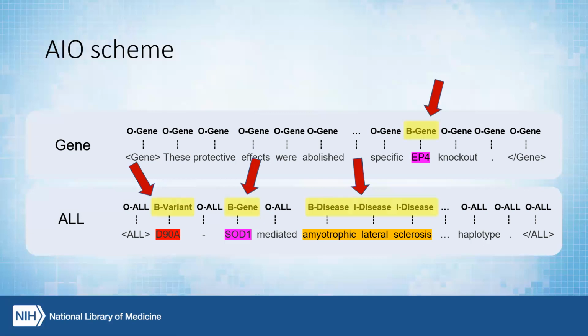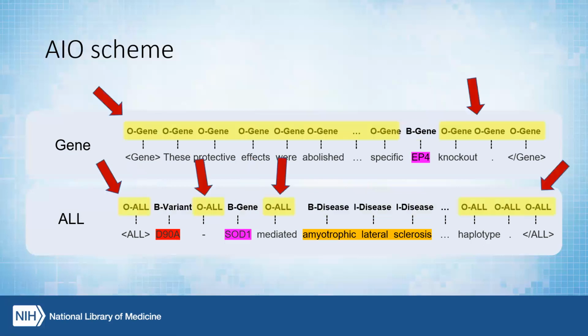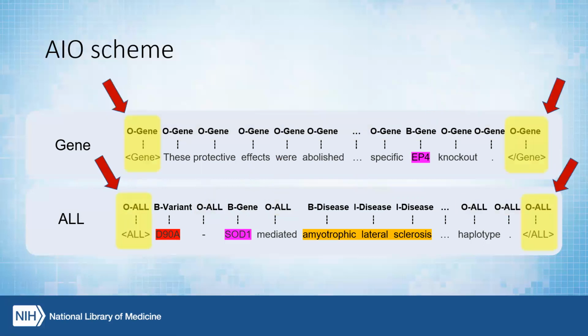Let's look into the details of the AIO scheme. First, the labels for entity mentions are the same as in the IOB tagging scheme. Second, the O, or outside, labels are now differentiated by the type of corpus, either a single type or all. Finally, a token is appended to the start and end of each sentence in the training data to signal the type of annotations which are expected.